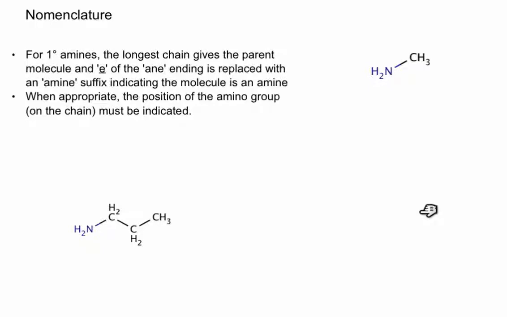So I do want to talk about nomenclature, of course. Nomenclature for amines, we know the system now, so it's pretty straightforward. Just considering primary amines first, we look for the longest chain. If we look at this example, there's the longest chain, and that's a 1 carbon chain, so that would be a methane parent molecule. We're going to replace the E of our alkane name with the suffix amine. And so this molecule becomes methanamine.